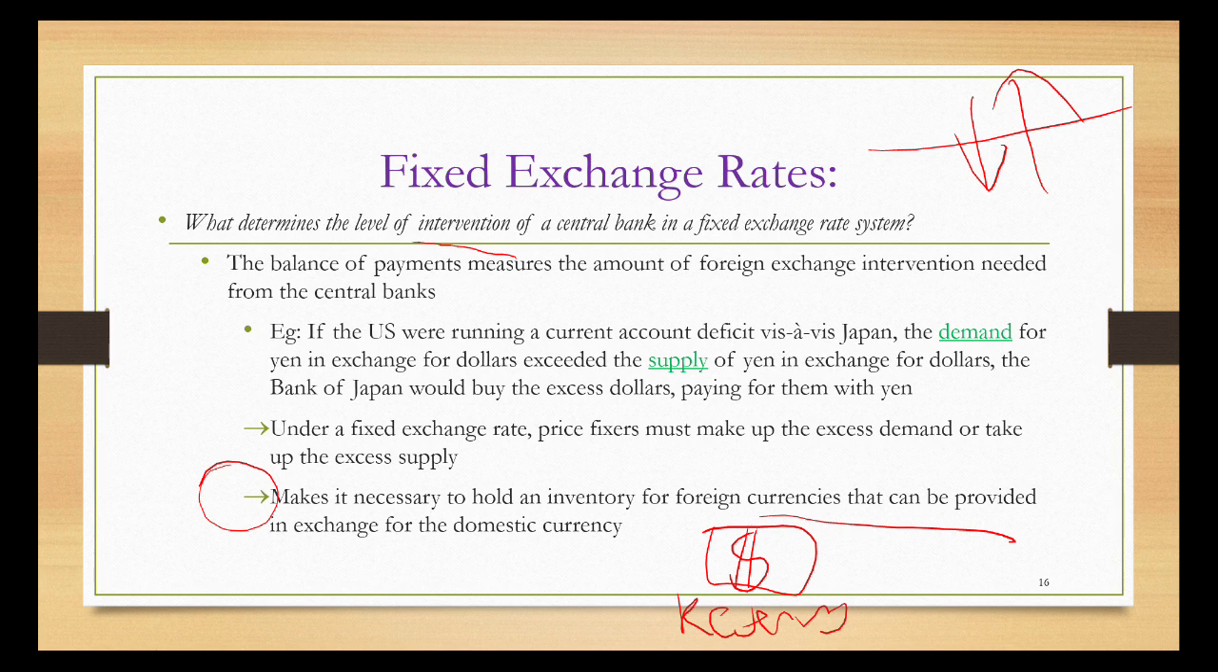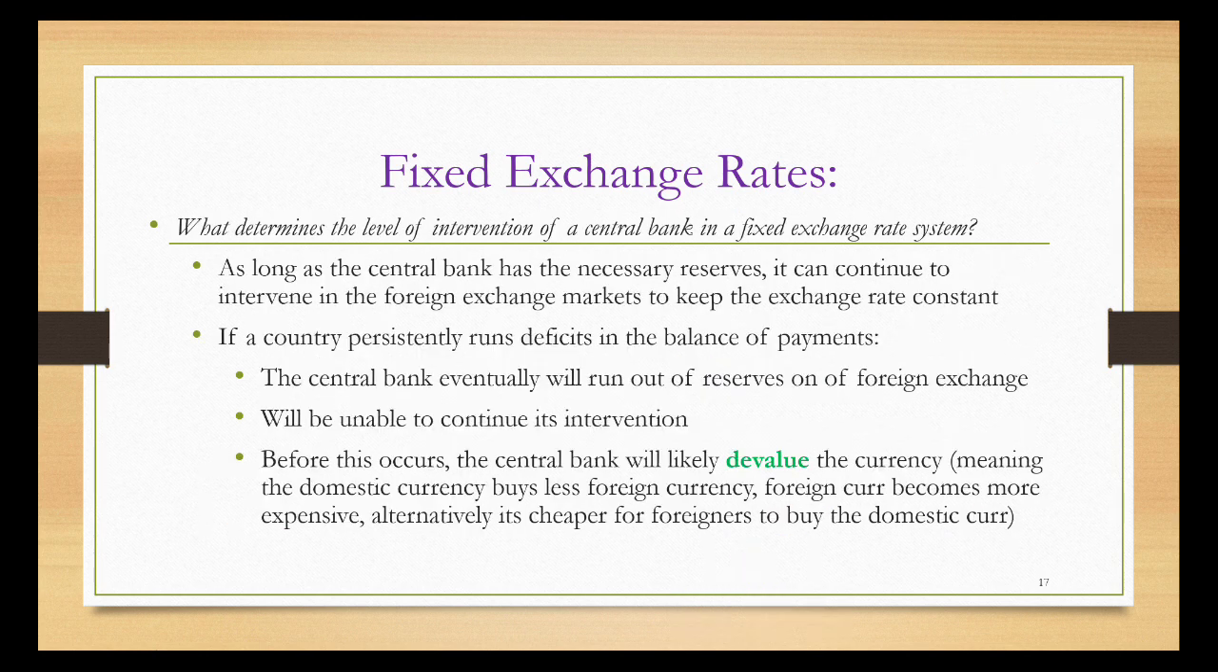That's basically what they're saying. With a fixed exchange rate, as long as the central bank has the necessary reserves, it can continue to keep the exchange rate constant. But if a country runs a deficit in the balance of payments, that means the economy is going badly. The central bank will eventually run out of reserves. That's extremely bad, and it will be unable to continue with a fixed exchange rate. You see what I'm trying to say? It can't be that the economy goes into a fixed exchange rate and it stays there forever. No, they have to do a lot of stuff.